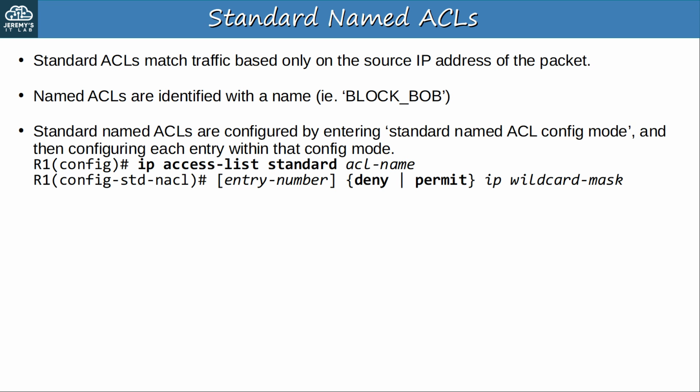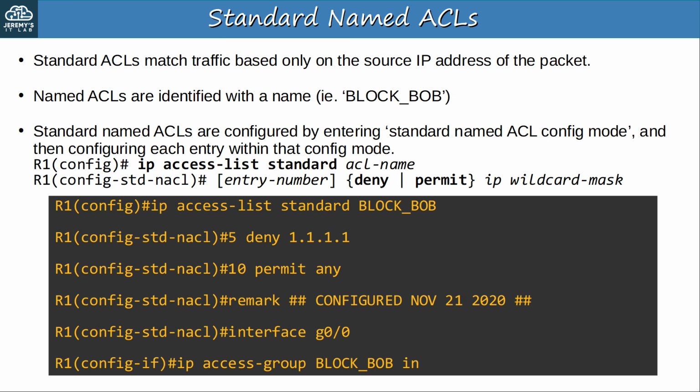Note that you can now specify an entry number before each entry, although you don't have to. If you don't, entries will be numbered 10, then 20, then 30, etc., just like in the standard numbered ACLs we configured. Each entry's number will be 10 more than the previous one. But with this function, you can manually specify the entry number to control the order of the entries.